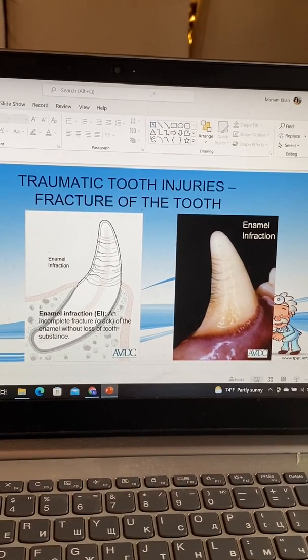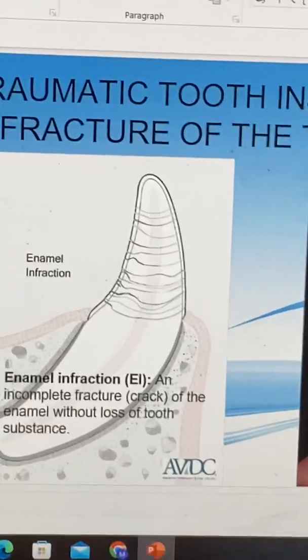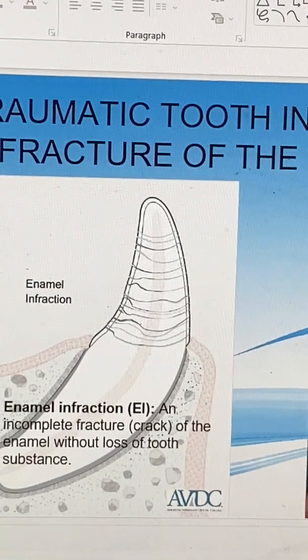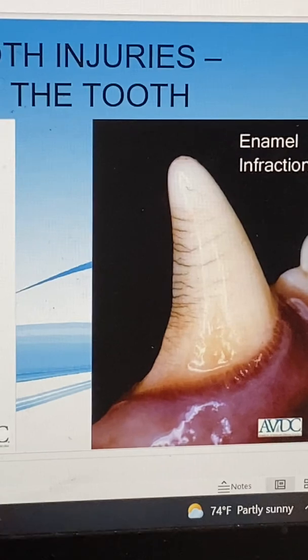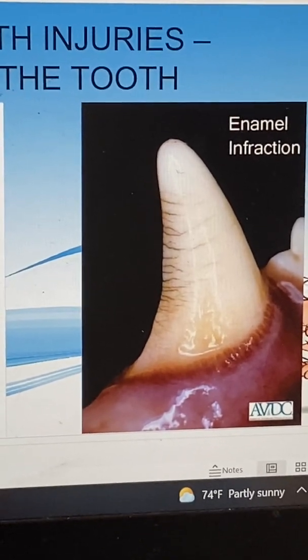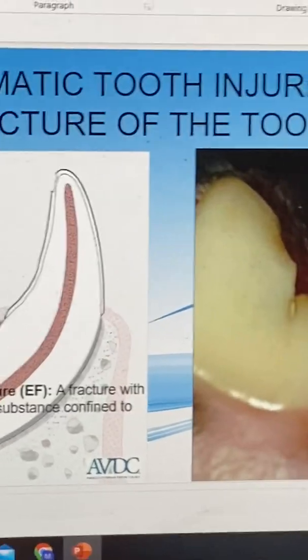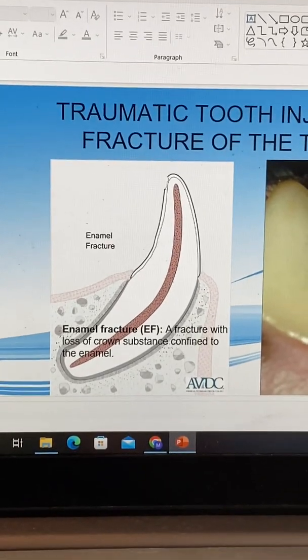So you have enamel infraction. This is basically where the enamel cracks and you won't lose any tooth substance. You can see the cracks, but the enamel is there, the dentin's there, and you know it's there because it's white. You have the next type, which is enamel fracture.